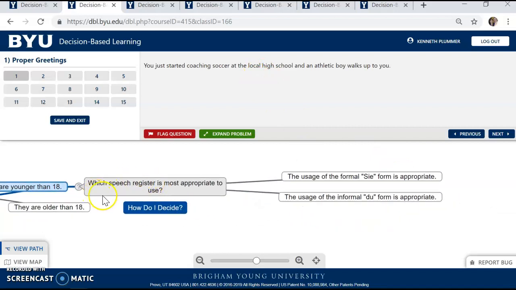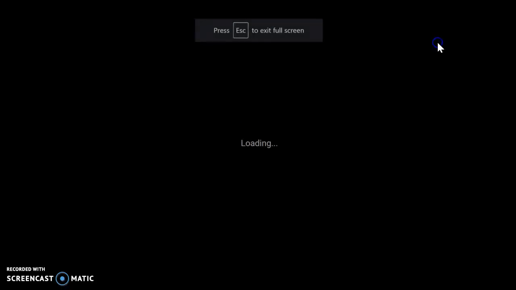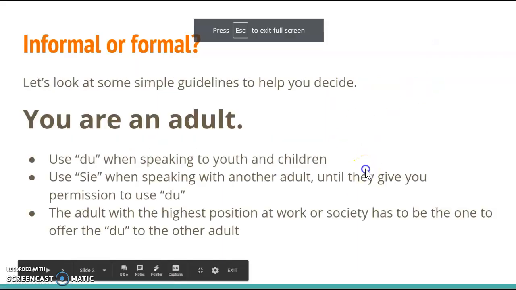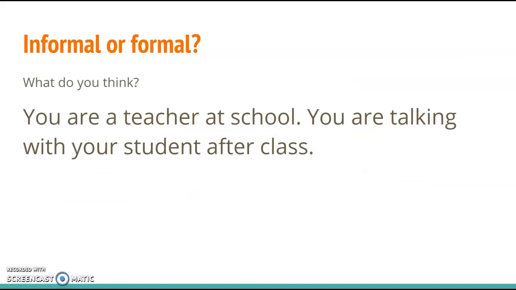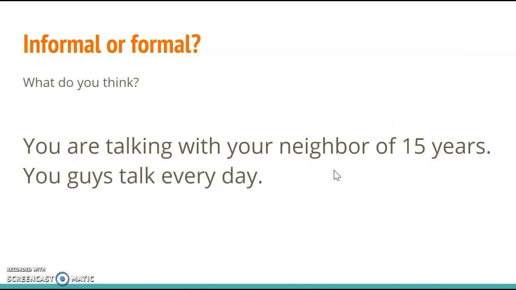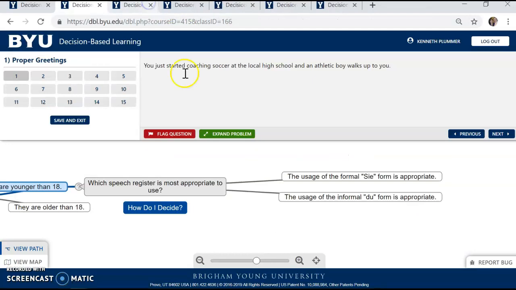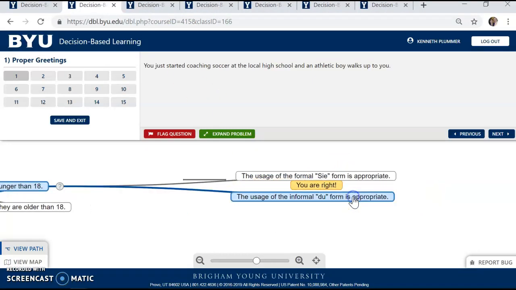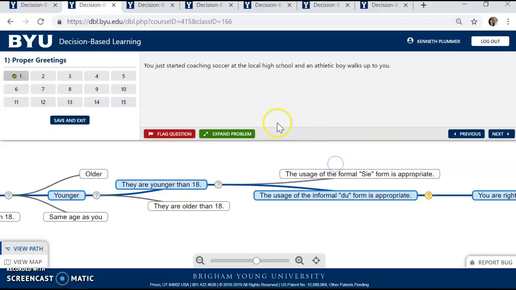And so then we ask which speech register is most appropriate to use, and here we learn the difference between see and do. And so the students go through this and get the just enough, just in time instruction they need, and in fact they even practice it. They practice see and do in a variety of scenarios until they figure out the difference, and then they make their decision, and then we can determine if they're correct.